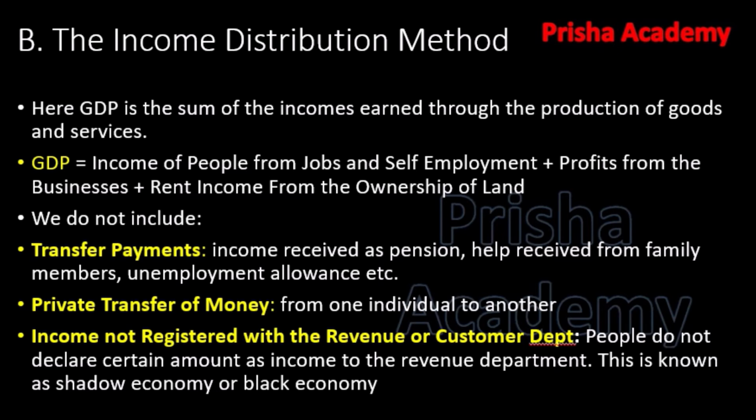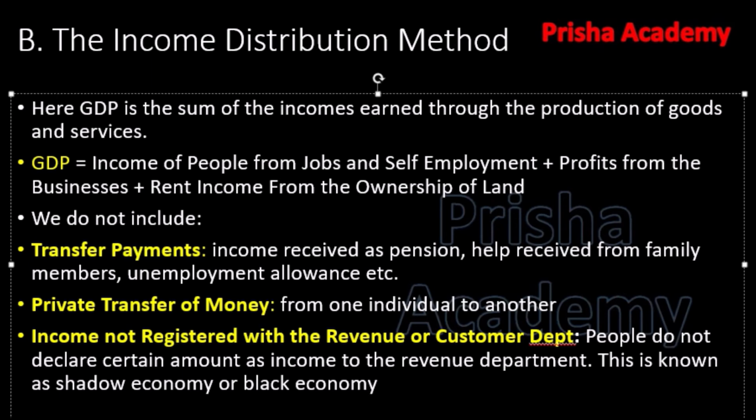However, we do not include transfer payments like pension received from government, help received from family members, and unemployment allowances, etc., because here you are not adding any value. Similarly, private transfer of money from one individual to another is also not included. And income not registered with the revenue or customs department: people do not declare a certain amount as income to the revenue department. This is known as shadow income, or the black economy.